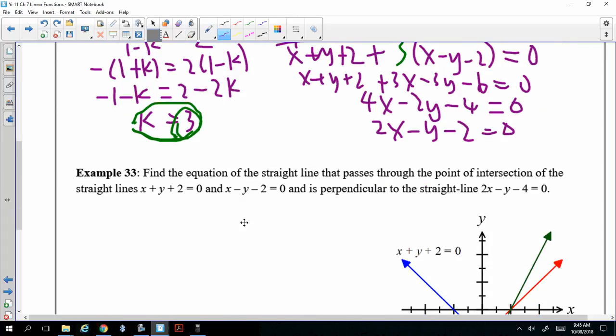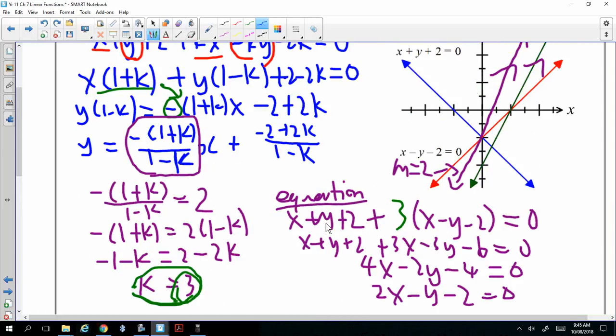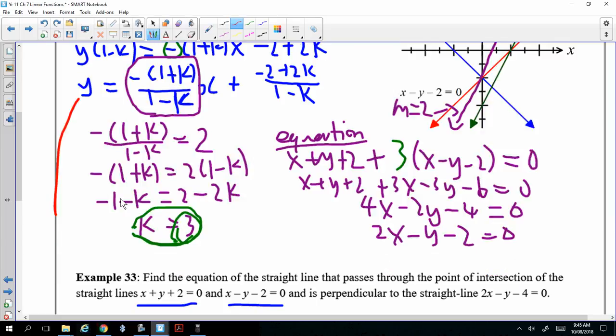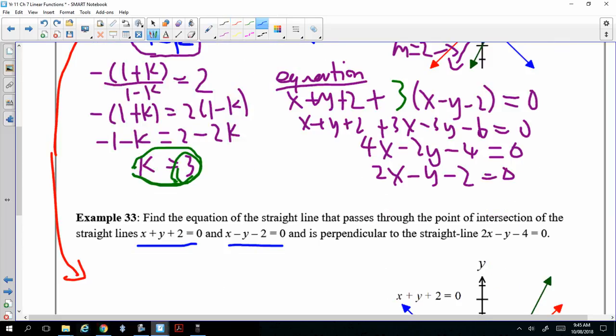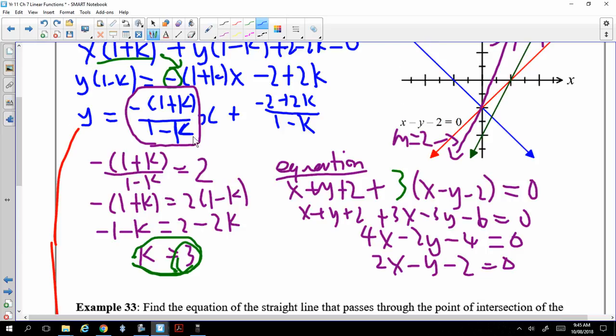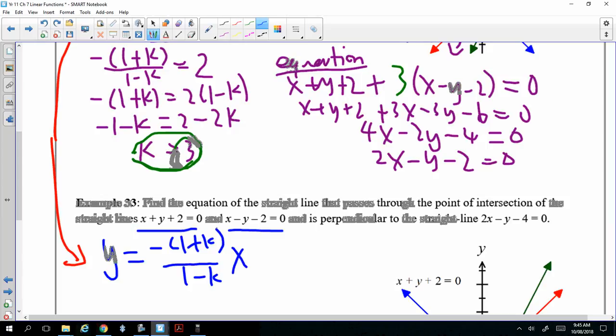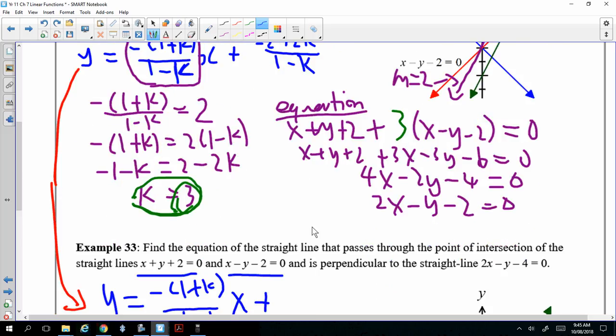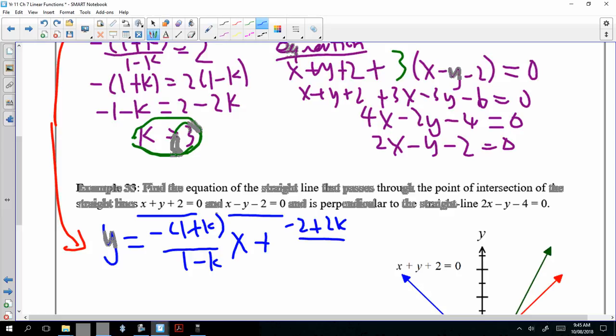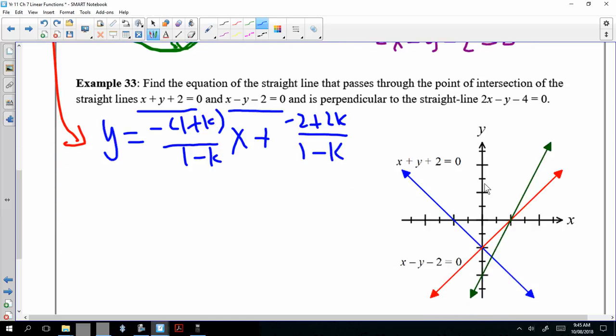So write y equals negative bracket 1 plus k over 1 minus k, x, plus negative 2 plus 2k over 1 minus k, right? That's the family of lines through the same point of intersection because it's the same line. But this time it says it's perpendicular to this line. Perpendicular. Now it's the same line we've got before, isn't it? That gradient is 2. So if they're perpendicular, what do we do? What's the gradient of the purple? Minus half. Yep. So negative half. So it's the negative reciprocal.